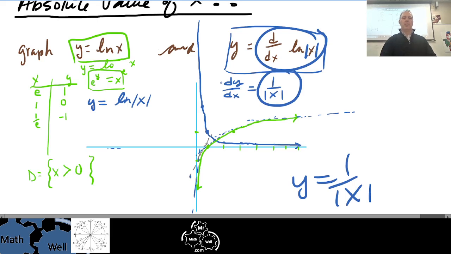Okay, so that's a little comment on that. We have a domain here, x greater than 0. And x can't equal 0 either, right? Because e to what power gives you 0? Nothing. E to 0 gives you 1, right? E to a negative gives you a small number, but e to no power will give you a negative value or will give you 0, if that makes sense.